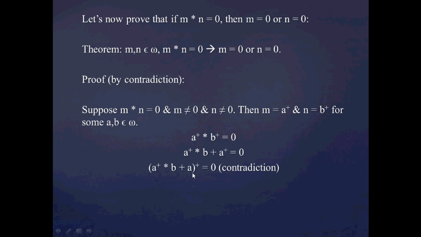And notice that this statement here is a contradiction, because what I've shown is that by taking the successor of something, I can get to 0. And I know that 0 is not the successor of any natural number. So this is the contradictory step here. And since I've shown that these assumptions lead to contradiction, I conclude the negation of m is not equal to 0 and n is not equal to 0. So the negation of this is true. And the negation of this is m is equal to 0 or n is equal to 0. So that concludes the proof.